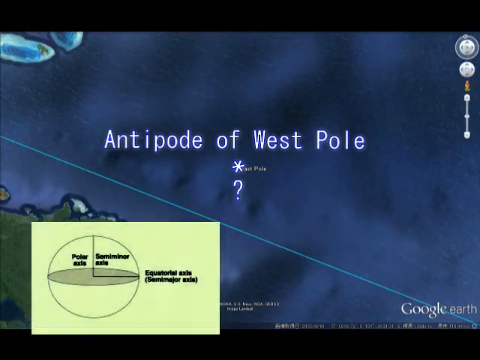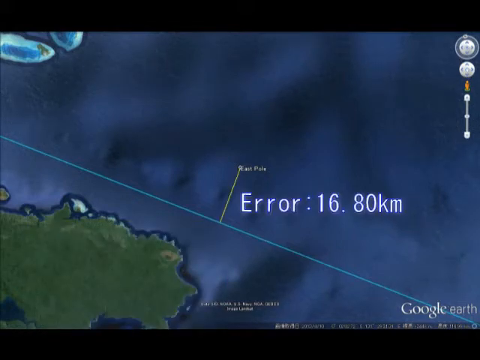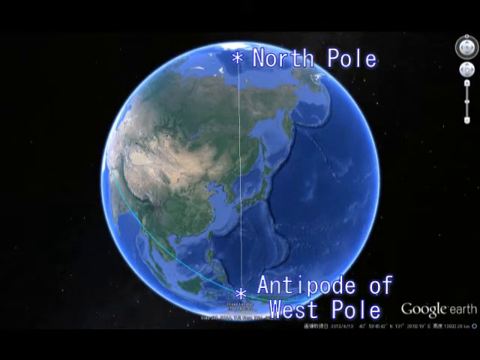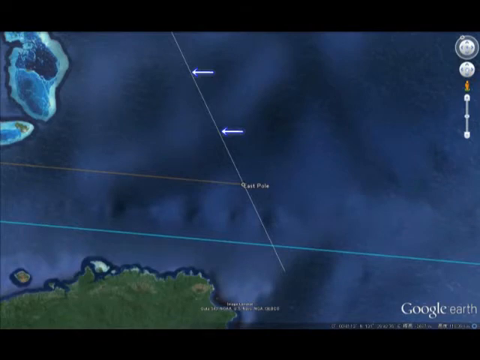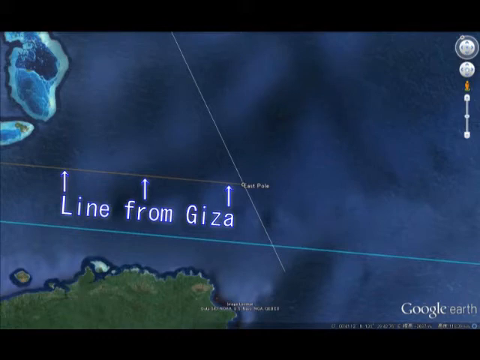I calculated it as this spot, but there's an error because the Earth, this terrestrial globe, is not a sphere. The error is 16 kilometers. And the North Pole is here, so I draw a line from the North Pole to the antipode of West Pole. Here is the antipode of West Pole, and the line comes from upward at the North Pole, and the line crosses here, right? And this is a line from Giza. So very strange.